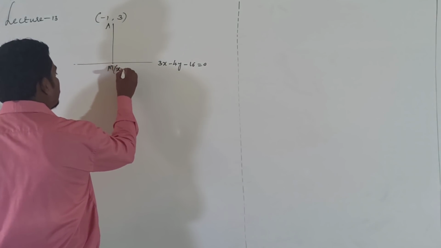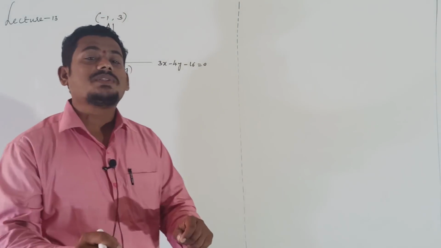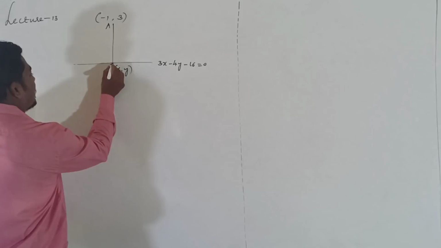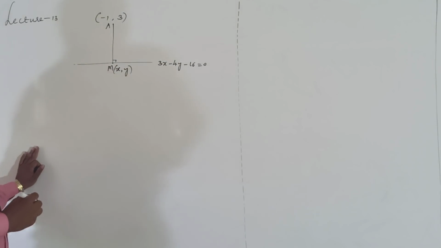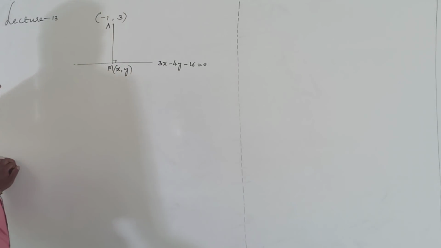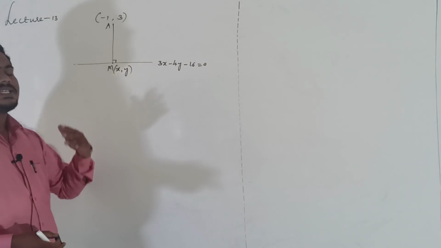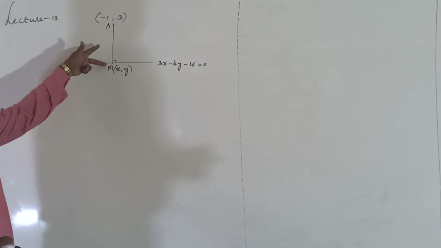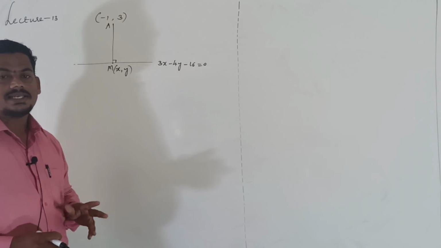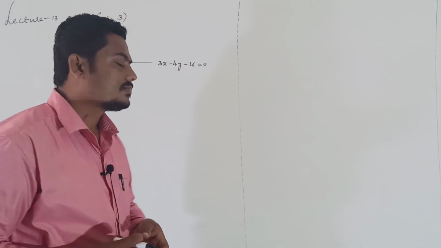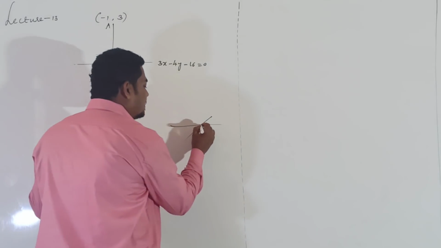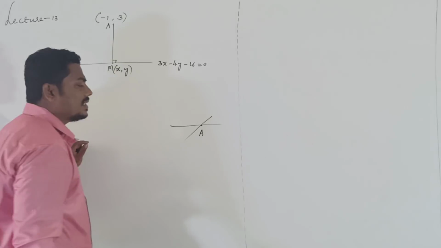Take x comma y as the foot of the perpendicular. This is the foot of the perpendicular. We need to find the coordinates of M. How to find the x value as well as the y value? Clearly, line AM intersects the given line. Intersect means it crosses, right? If these two lines intersect at this point, how to find it?